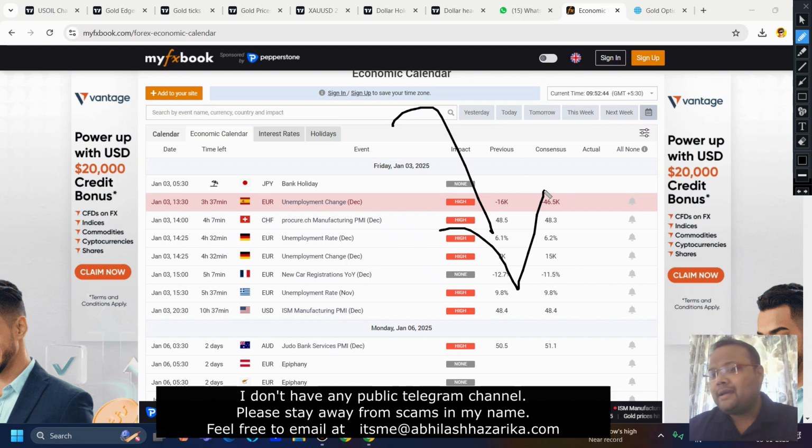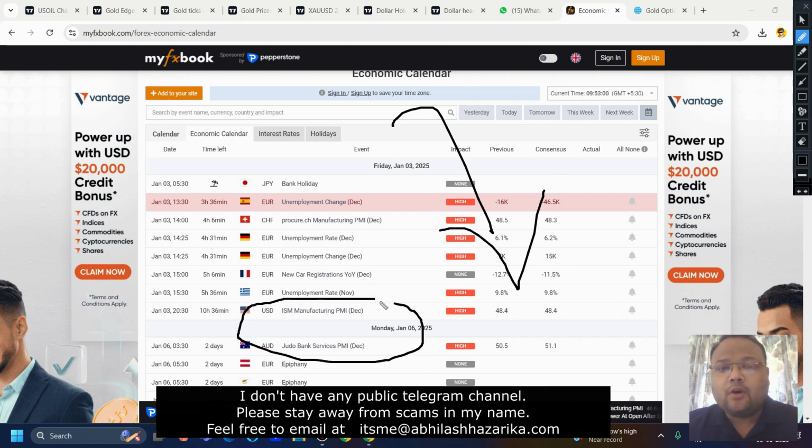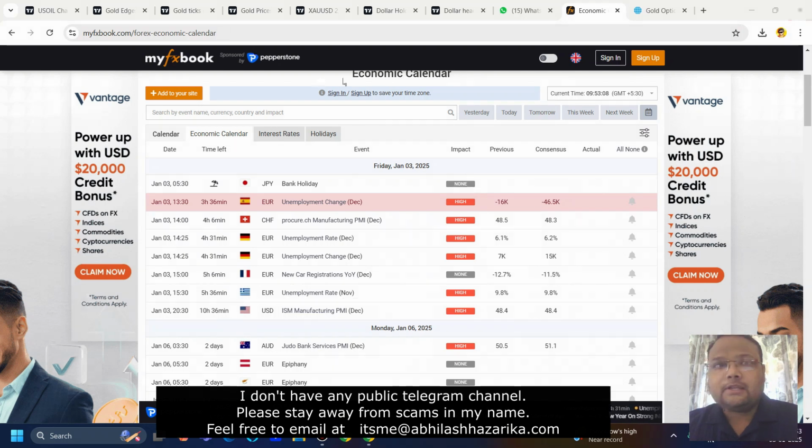Usually ISM PMI type of news do not give trend to the market. Next week's NFP, CPI, FOMC, these are the events that provide direction to the market. But right now, after yesterday's move, things are uncertain. So if you see that there is a sudden down move in the market during the US session, go with that downtrend. So let's look at the chart of gold once.